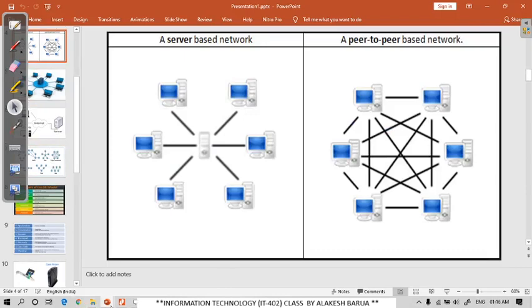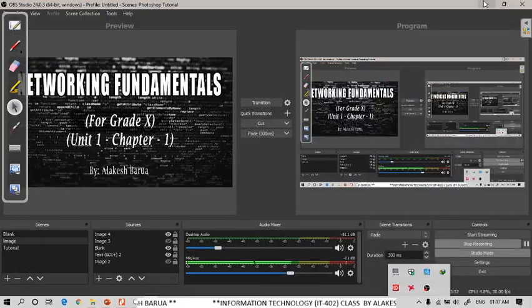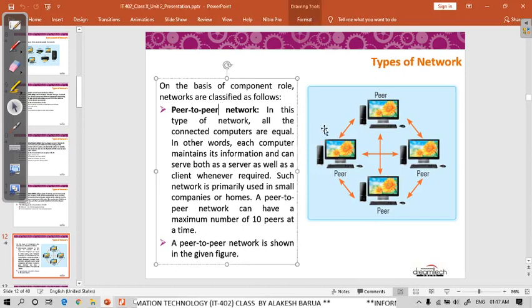Let me get to the classification on the basis of component roles of the network. On the basis of the roles of the various components, how they work and how they interact in a network, networks are classified as peer-to-peer network, server-based network, and client-based network. Now, what is a peer-to-peer network?